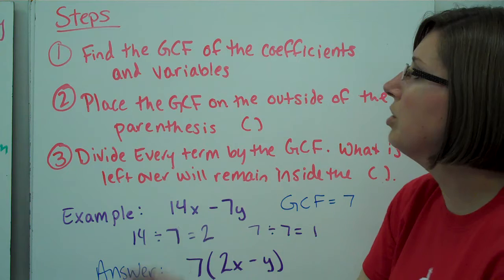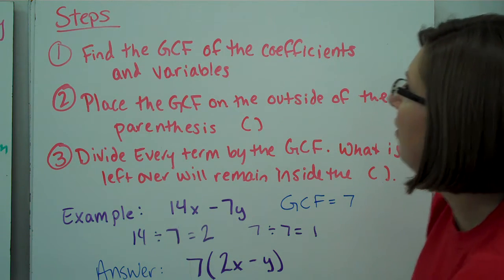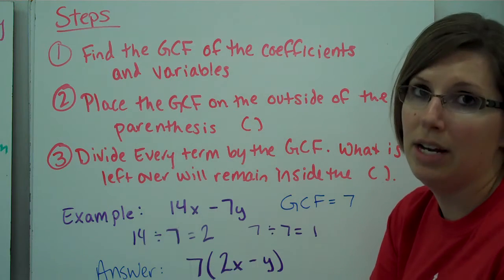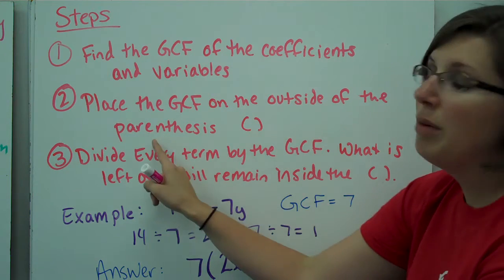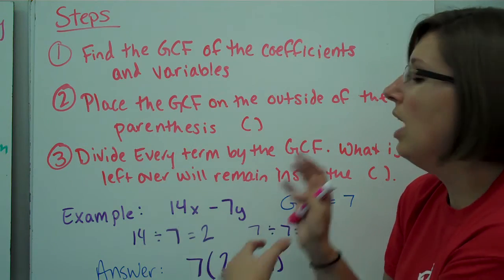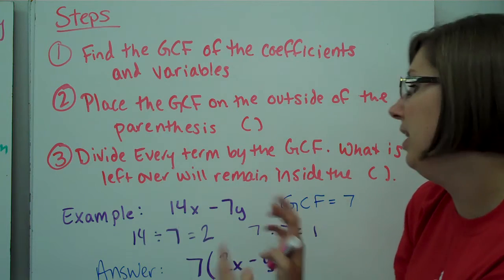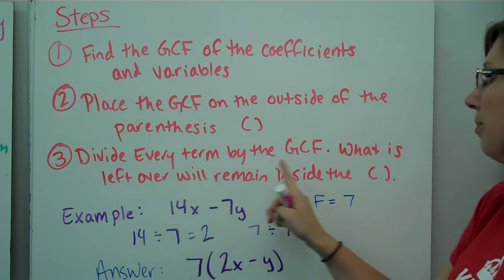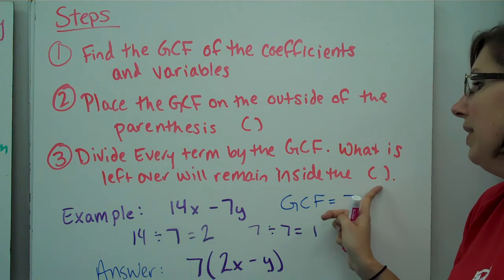So our steps to factoring. First, we're going to find the GCF of the coefficients and the variables. We're going to place the GCF on the outside of the parentheses. So you'll have to create a new problem or a new expression with parentheses in it. Divide every term by the GCF. What is left over will remain inside the parentheses.